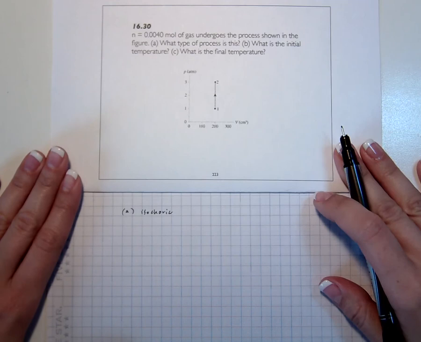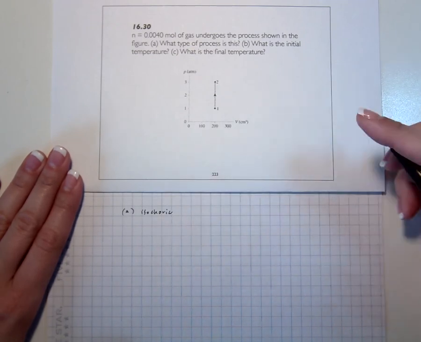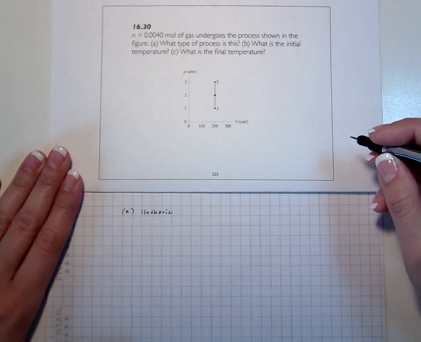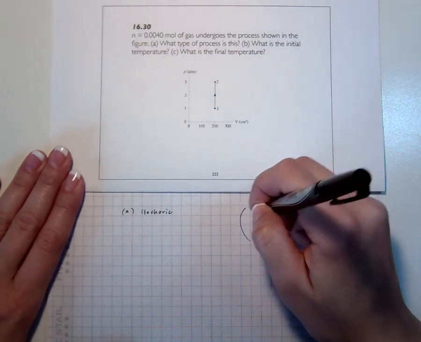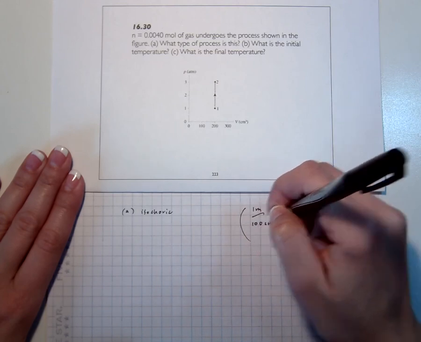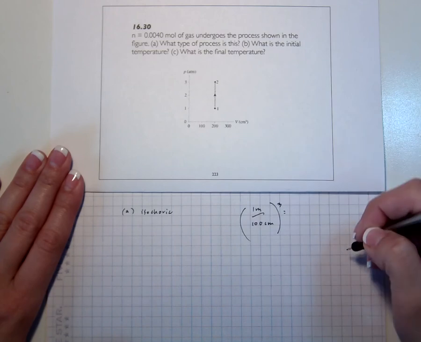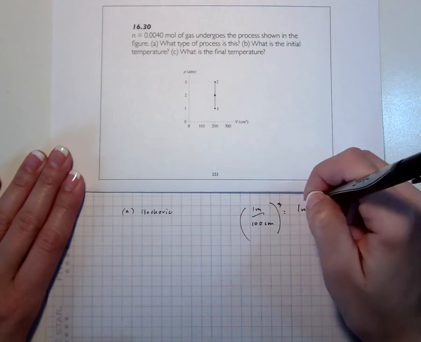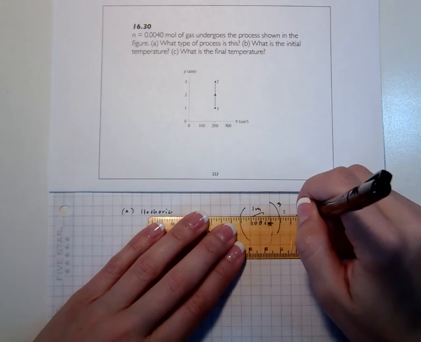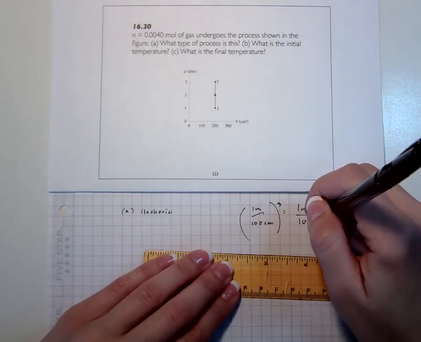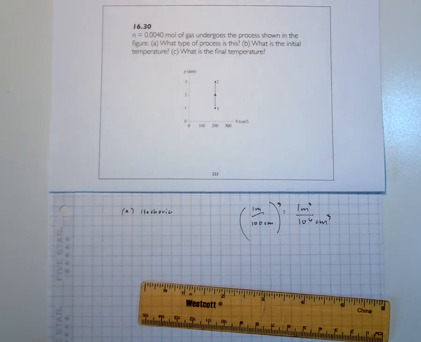So, one thing we should do is think about the conversion of cubic centimeters to cubic meters, right? So we know there's 100 centimeters in 1 meter. If you cube that, you get the conversion. That means for every cubic meter, you have 10 to the 6th cubic centimeters, right?